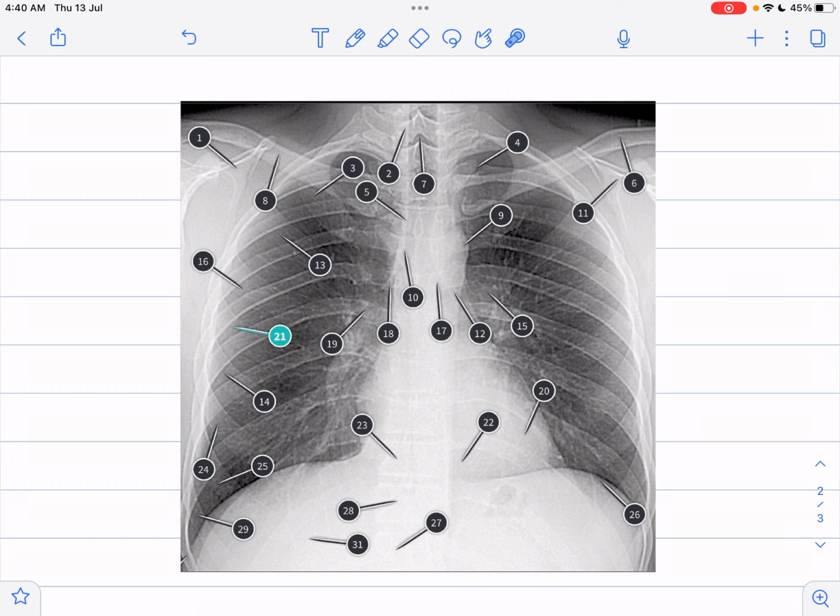So here is going to be the left pulmonary artery, and here is going to be the right pulmonary artery, and the hilar markings over here on both sides. This is the right atrium, this is the right ventricle, this entire part is the right ventricle, this is the left ventricle, and this is the left atrium somewhere over here.